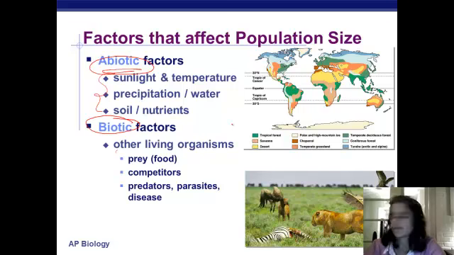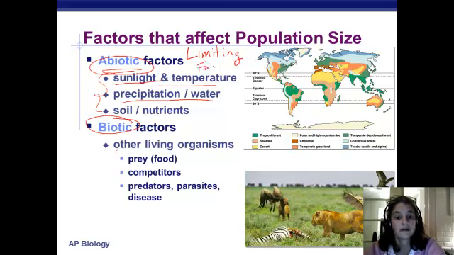Abiotic factor, anything that can limit population growth. For example, if you're a plant, there's not enough sunlight, it's too hot or too cold, or there's not enough water. Any of those things, if they're not just right, can limit population size, and thus they are called limiting factors.